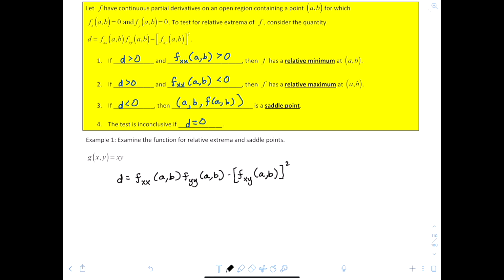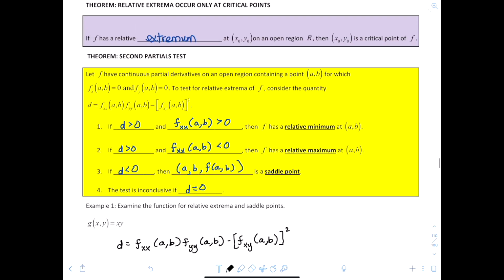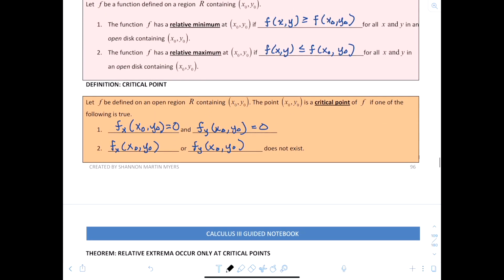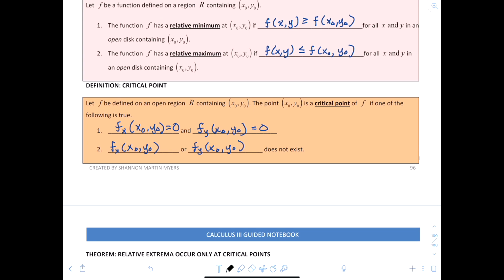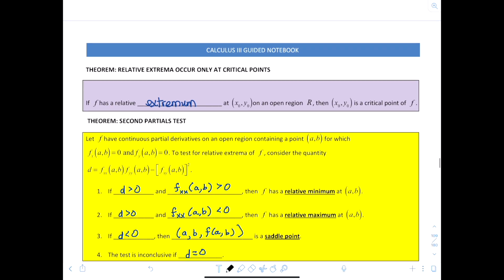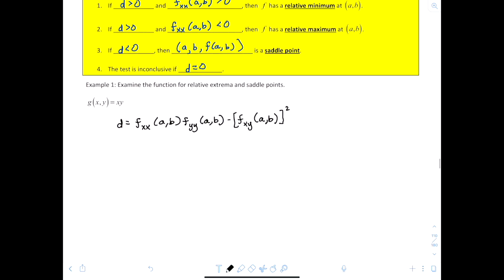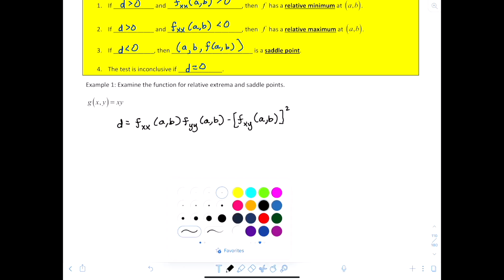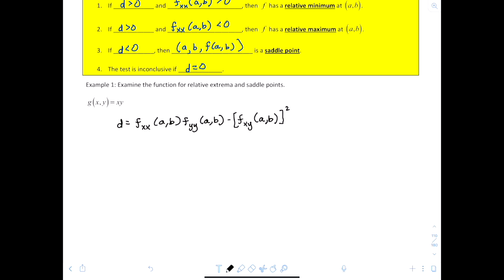So we need to find some information. How do we find critical numbers or critical points? Beautiful. You want to check to see what the first partial derivatives are of that function. So here we go, let's do some work. Find any critical points.